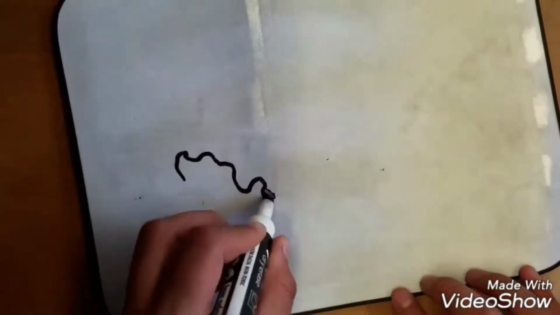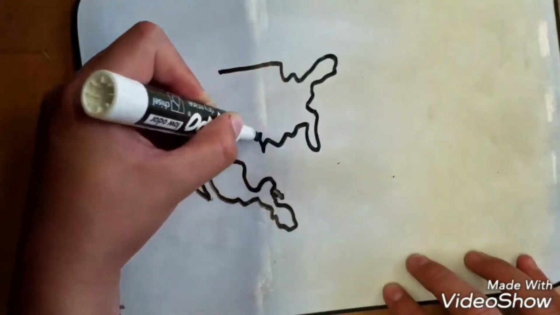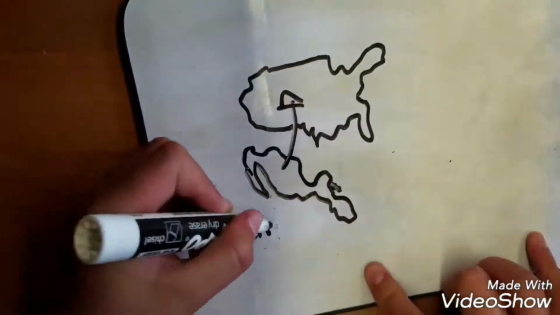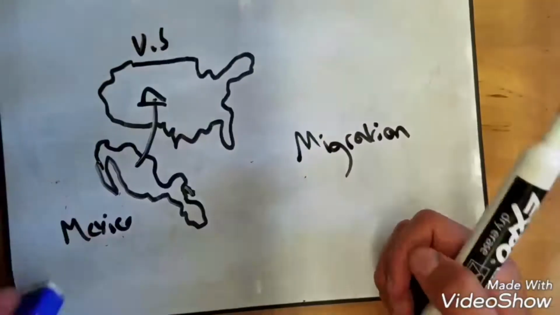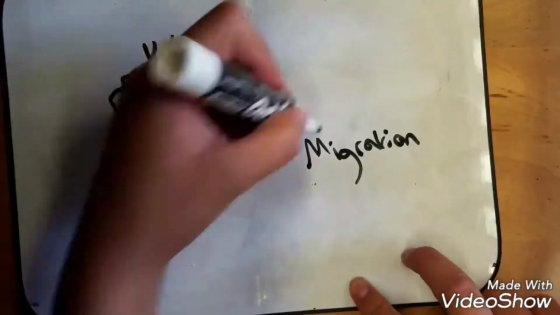There are 2 types of migration: international migration and internal migration. International migration is a permanent move from one country to another, and internal migration is a permanent move within the same country. An example of international migration is people moving from Mexico to the U.S. An example of internal migration is people moving from one side of the U.S. to the other.